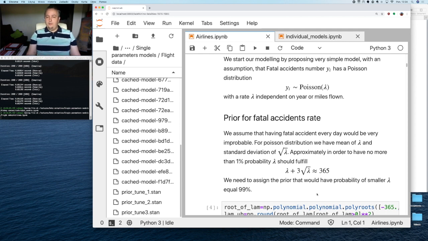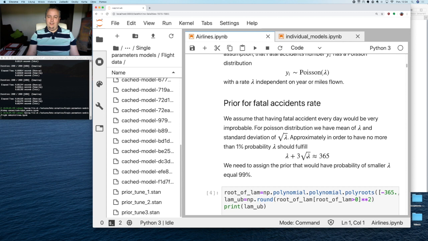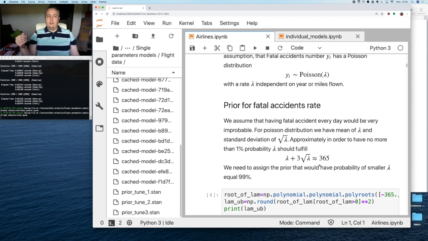So the general idea is that we need to have lambdas that will be less than this. A lambda smaller than the value that fits this equation would give us a rate where the probability of 365 accidents occurring per year would be very small. So we want to find a probability distribution that will just give lambdas that will be smaller than that.